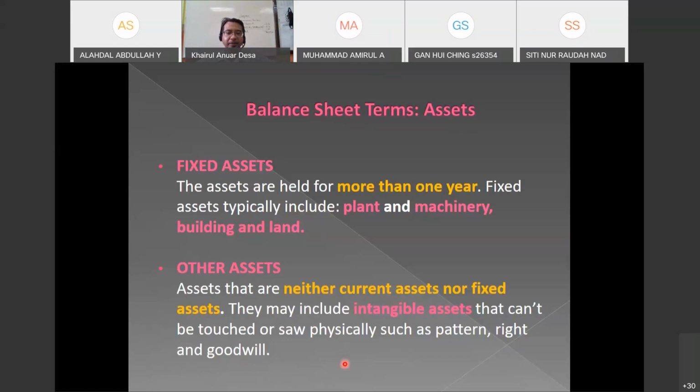Intangible asset here, for example, patent. You tahu patent ni? Okay. Patent adalah suatu reka bentuk yang didaftarkan. That is the patent. Okay. Reka bentuk yang didaftarkan melalui Akta Hak Cipta Terpelihara.